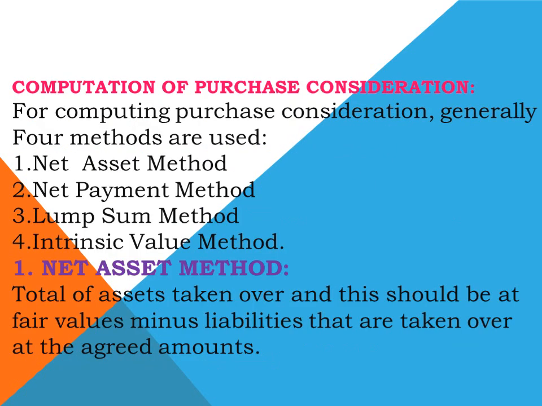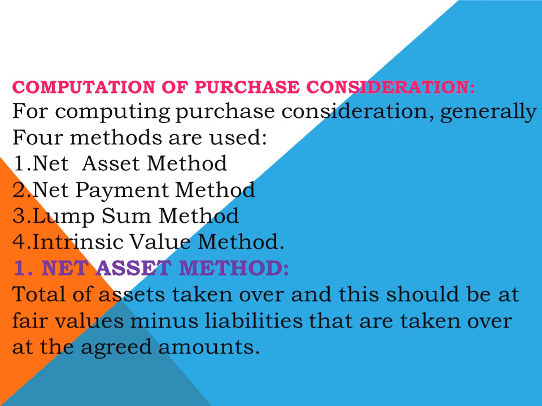Now we see the methods of calculating purchase consideration. There are four methods for calculating purchase consideration. First one is net asset method, second one is net payment method, third one is lump sum method, and fourth one is intrinsic value method. Now we see one by one. First one is net asset method.